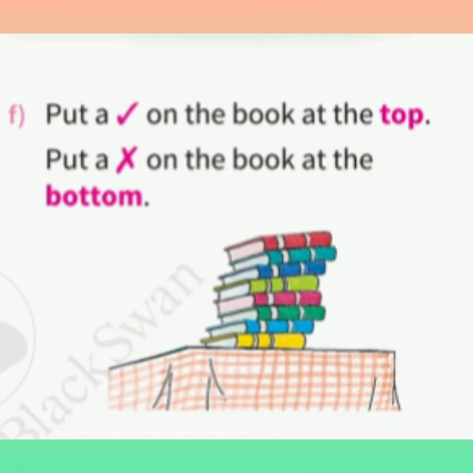I am going to put a tick mark on the book which is at the top of all those books. There is a red color book on the top, so here I am going to mark that book. Now let us go for the bottom. There is a yellow color book on the table which is at the bottom of all those books. So here we are going to mark the yellow color book which is at the bottom.